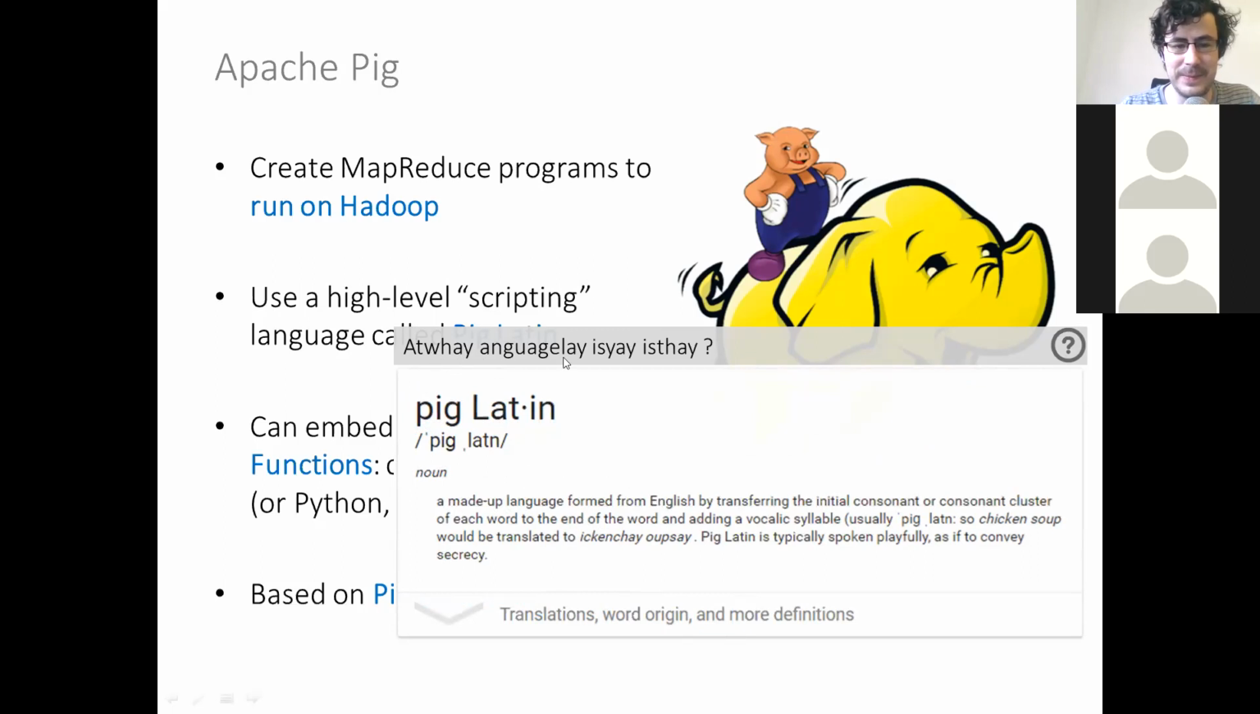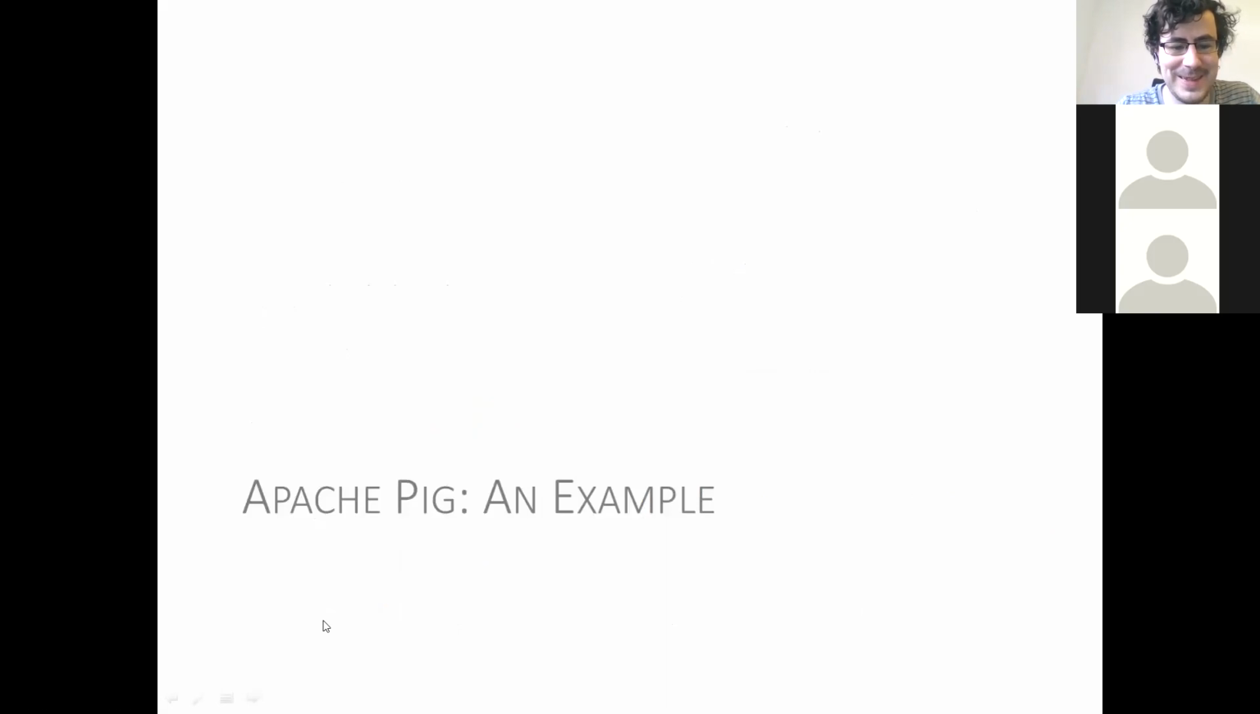It's a sort of fictitious language used in games in English. I don't know if there's something similar in Spanish, but that's the origin of Pig Latin. So you can study that maybe a little bit later. There's another example. Chicken soup becomes ikenche upse. So you just take the start, put it on the end, and then append an AY. Okay, very important. So we'll move to Apache Pig.